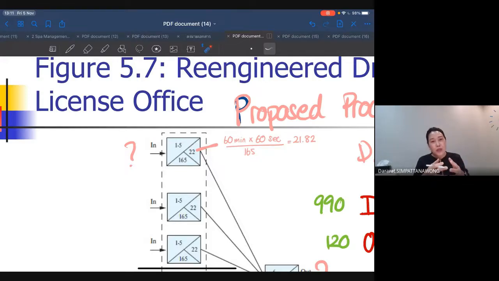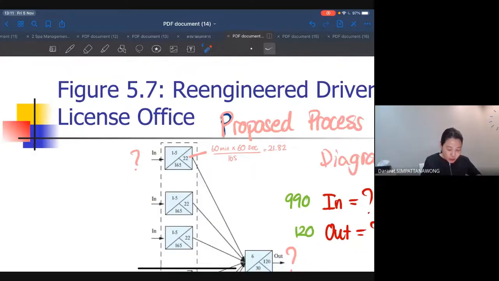Let's say we are going to work for 1 hour, and from the calculation, we can finalize the customers up to 21.82 customers per 1 hour. So let me ask you, how many applications can you finish in 1 hour? 21 or 22?